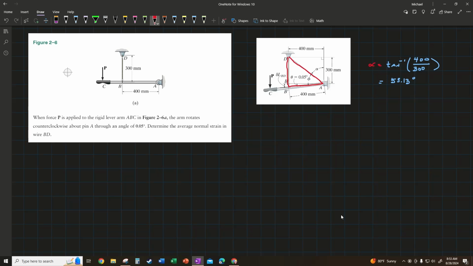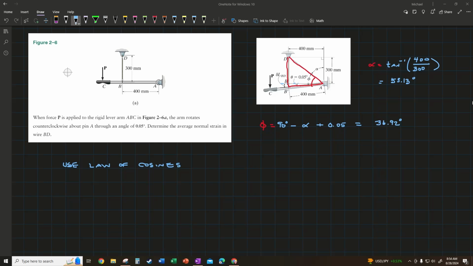So when I found alpha here, then I can figure out what this phi angle is, the angle here between these two lines. So that phi angle is going to be, and let's go with a different color, 90 degrees minus this alpha, which will give us this angle to the line here, and then we'll add 0.05 to it, and this turns out to be 36.92 degrees if you stick in the 53.13 for alpha.